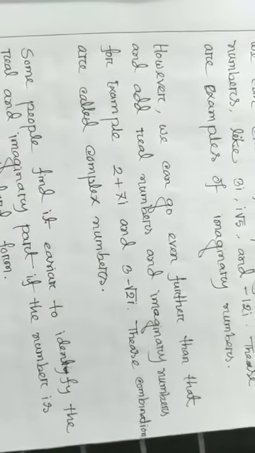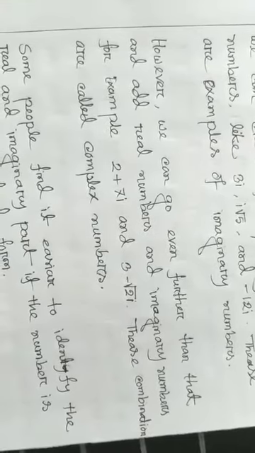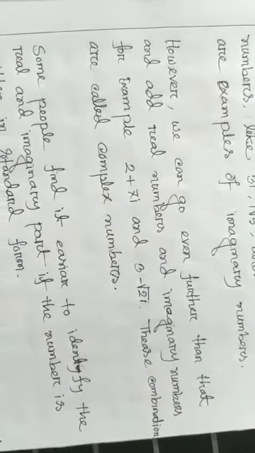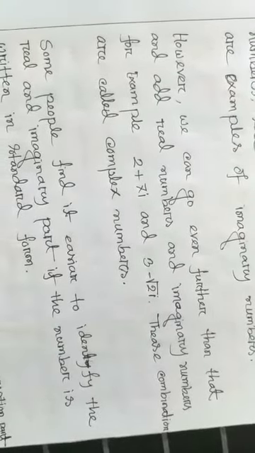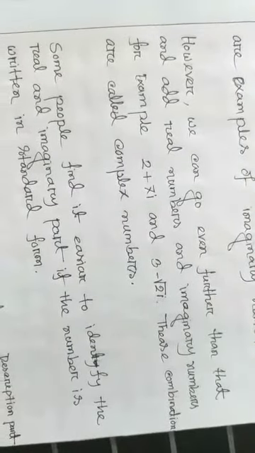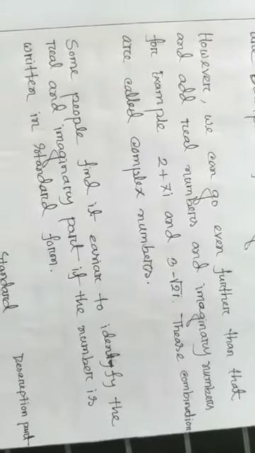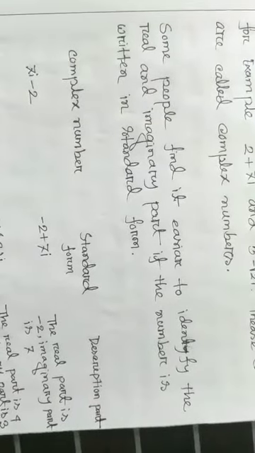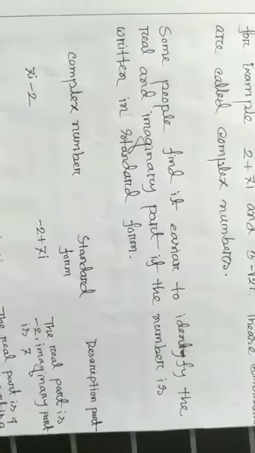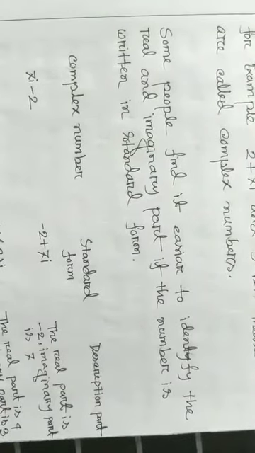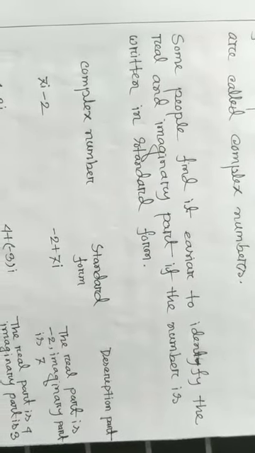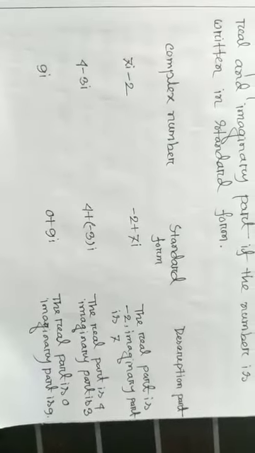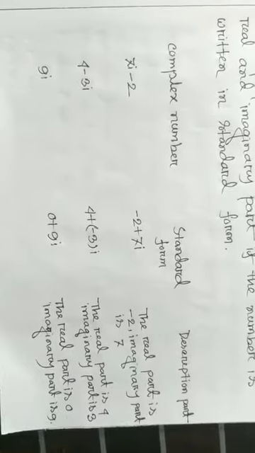However, we can go even further than that and add real numbers and imaginary numbers. For example, 2 plus 7i and 3 minus root i. These combinations are called complex numbers. Some people find it easier to identify the real and imaginary parts if the number is written in standard form.